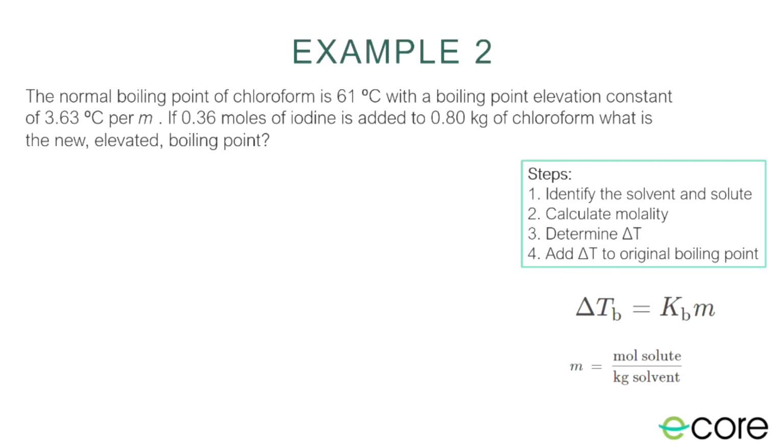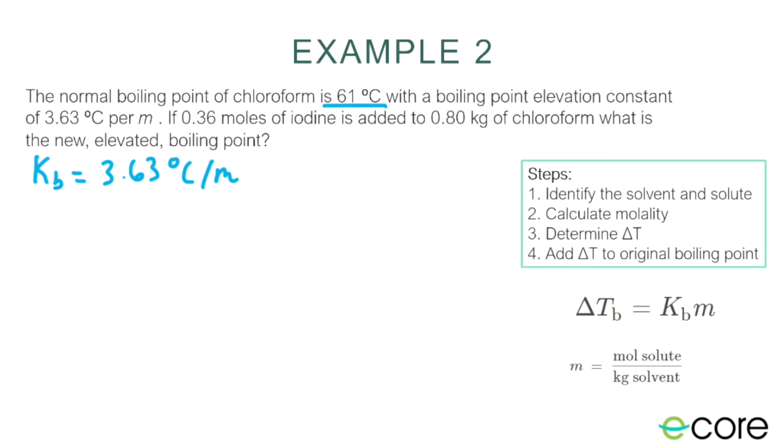Remember, the normal boiling point, right here, 61 degrees Celsius, is the boiling point when there's no solute in my chloroform. And the 3.63 is telling me my KB. It's the boiling point constant. And what that's saying is for every 1 molal solution I have, it's going to change the boiling point by 3.63 degrees Celsius. Okay? And then we're actually told some information about the solution. We know we have iodine and chloroform.